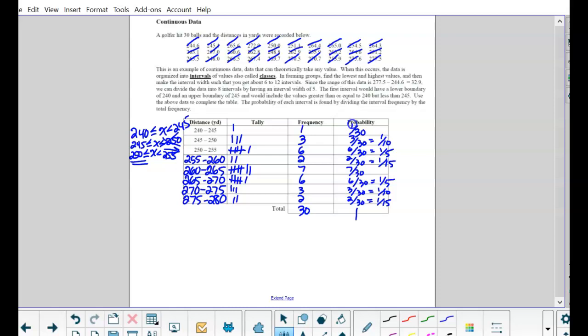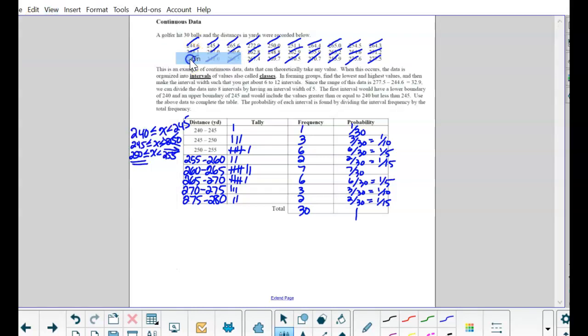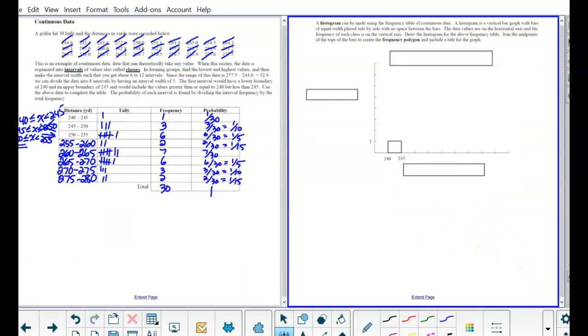Okay, so now I'm going to split my screen here so we can graph it. Started for you. A histogram can be made using a frequency table of continuous data. A histogram is a vertical bar graph with bars of equal width placed side by side with no space in between. The data values are on the horizontal axis and the frequency in each class is on the vertical. Draw the histogram for the above frequency table. Join the midpoints of the tops of the bars to create a frequency polygon and include a title. So we'll do that afterwards. We need to actually make it.